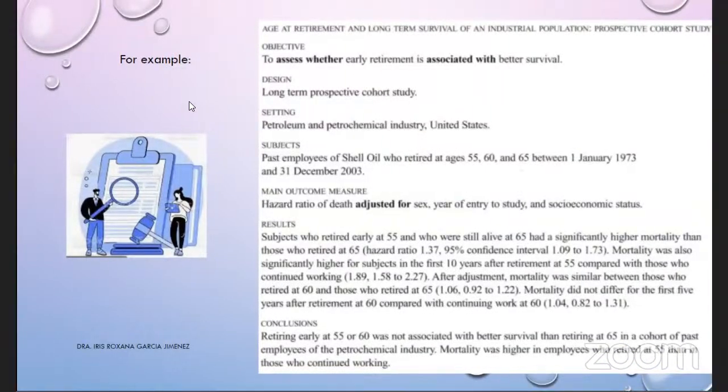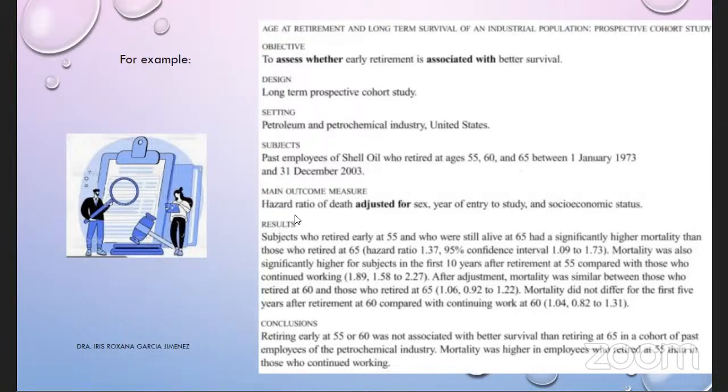Getting all of this information, you realize that you get an example like this, just for catching vocabulary and knowing that you got the verbs we were talking about at the beginning. Age retirement and long-term survival of industrial populations, prospective cohort study. The objective, then you get it. The design, long-term prospective cohort study. The setting, petroleum industry in the United States. Subjects, a universe of people with all of the details, with all the ranges and variables you consider.